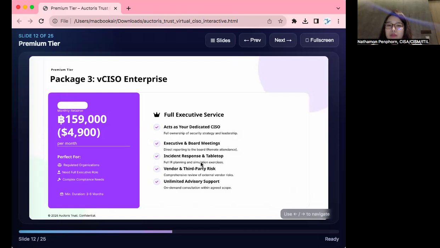We implement full incident response and tabletop exercises. We also cover vendor and third-party risk, with a comprehensive review of external vendor risk. And last one is the on-demand consultation with agreed scopes. If you need any advisory or support, or any recommendation for a high-impact decision before the board makes a decision or judgment, we provide that kind of on-demand consultation too.